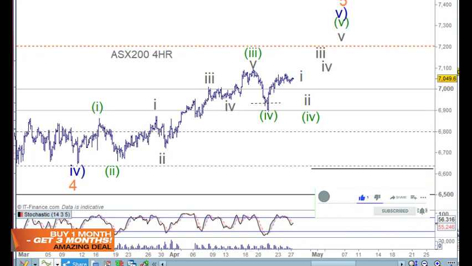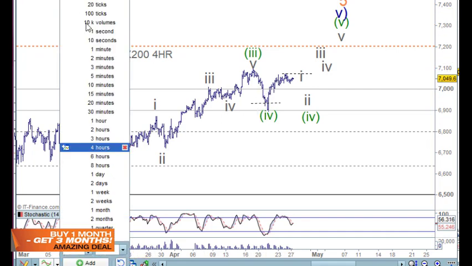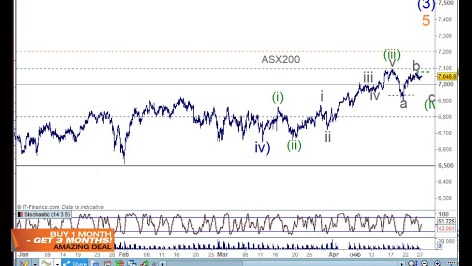But at the same time, if this is an A wave down here and a B wave back up here and a C wave down here, then the market can't really go past that particular top here now, because I can count 5 waves, 3 waves up there at this point. So just moving to the 2-hour.